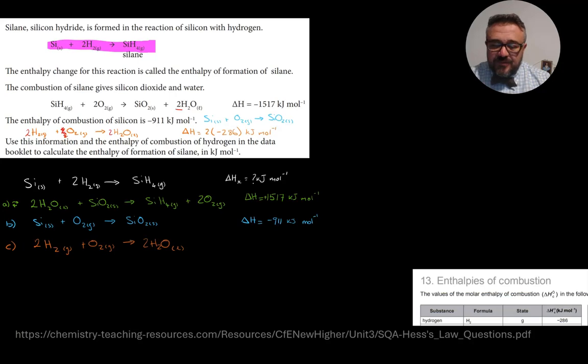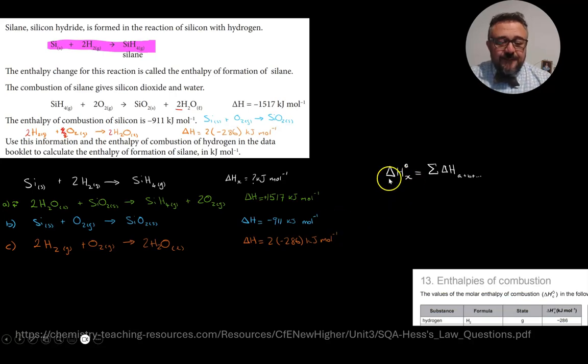Then we need to bring our water in, okay? So our water needs to be doubled because of this to get us to there, because again that's a middle step, so we want to get to there in the middle, which will then use that to get to there, and so on and so on. So we're at 2 times minus 286 kilojoules per mole, and then we're just going to add them together. That's all it is.